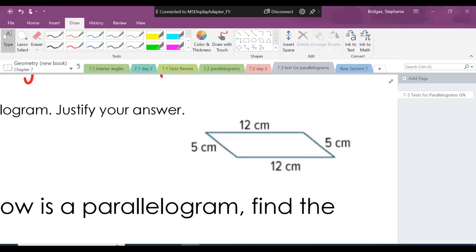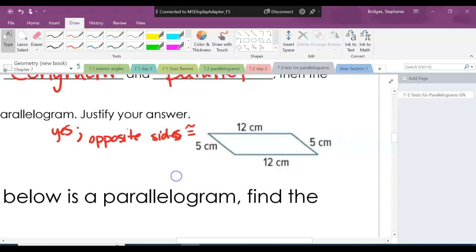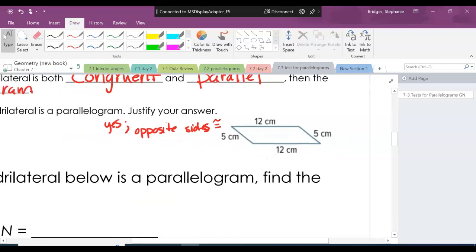The opposite sides are congruent. So yes, this is a parallelogram. And the reason is that opposite sides are congruent. Okay. Because they showed me that both pairs of opposite sides were the same. Top and bottom are 12, side and side are 5. Yes, that is a parallelogram because it fits that first theorem saying that if opposite sides are congruent, then it is a parallelogram.